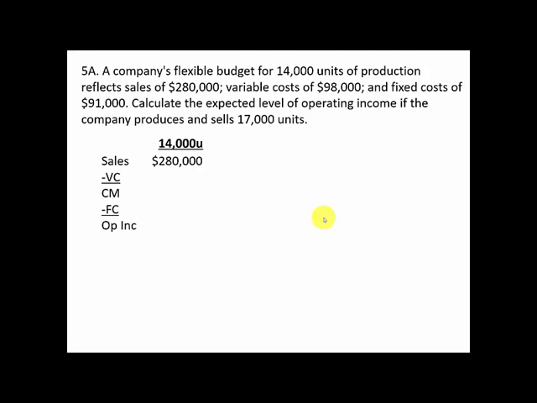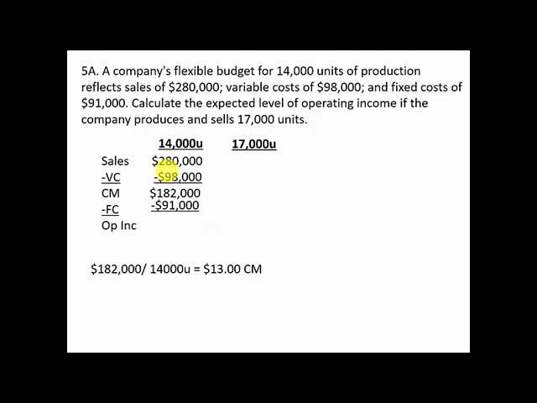So we have this little setup here. We'll say at 14,000 units we had $280,000 of sales, and we also had variable cost of $98,000, and we also had fixed cost of $91,000. And then at 17,000 units, our sales, well, hold it, before we get to that, we're going to say sales minus variable cost equals contribution margin at the 14,000 level of $182,000, minus the fixed cost of $91,000 gives us operating income at the old volume level of $91,000, but we don't care about that quite yet.